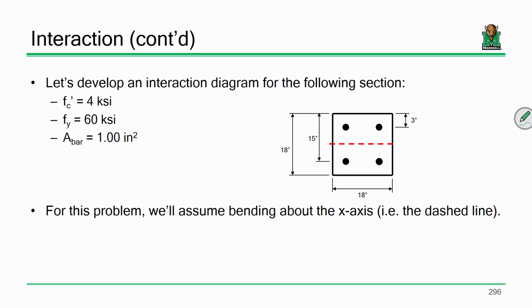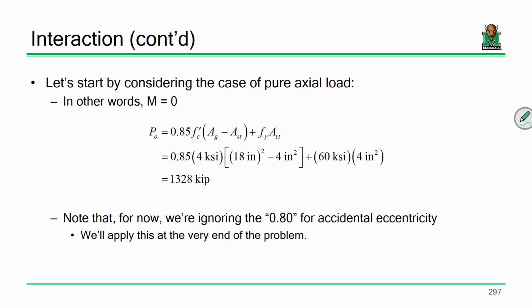I have here a column that is 18 inches by 18 inches. It's square, so everything's nice. The cover everywhere on the bars is 3 inches, okay? And each of the bars are number 9s. They're 1 square inch, okay? And for the purposes of what we're doing, we're going to assume bending about the x-axis. What I'm going to do is generate some points that we can use to draw a PM curve, okay?